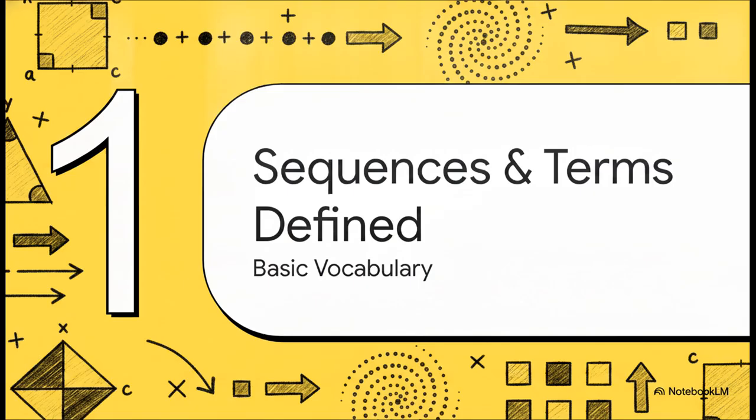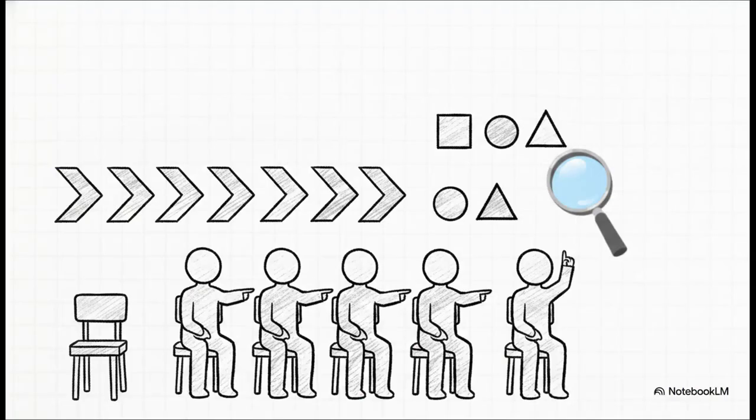Section 1. Sequences and terms defined. Let's get familiar with the basic vocabulary for our investigation. Okay, let's dive into this. A sequence is, at its core, a lineup of suspects. It's an ordered list of numbers forming a distinct pattern. In formal mathematical language, its domain, which is just the set of inputs or positions, is a subset of integers.